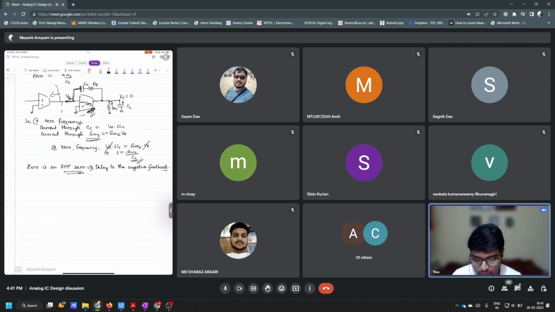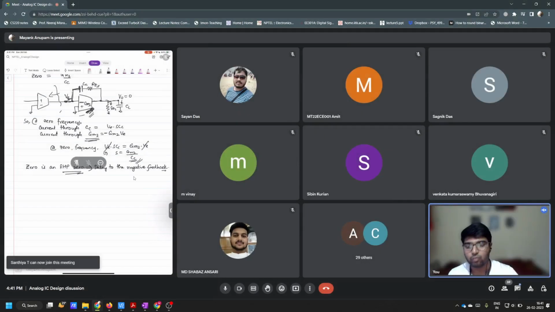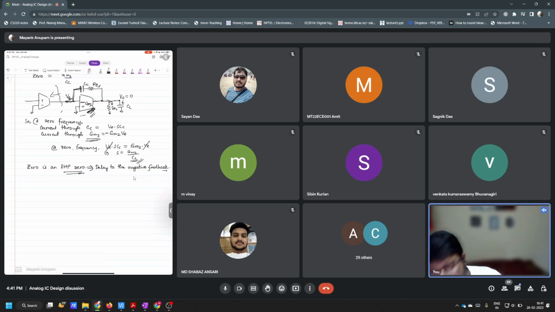Again, we can do the same thing, right? We can calculate in the same way. What should be the value of RZ? Let's say we added a resistor RZ, and we do not know what should be the value of this resistor RZ. How do we find out? We do it in the same manner. We find out by calculating the zero location.